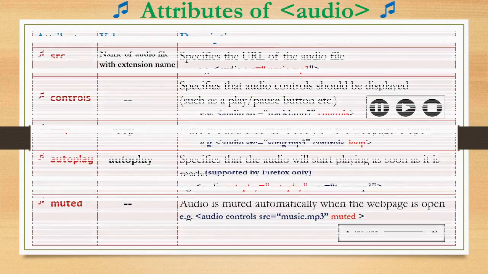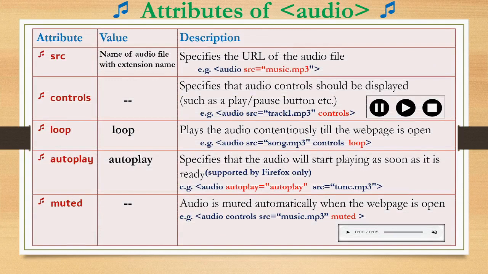Let's see some attributes of the audio tag. First is SRC, that is the basic attribute. To insert audio, you have to give the value as the name of the audio file. Here is an example: audio src equal to music.mp3. Then controls, that specifies the audio controls should be displayed, like play, pause, stop buttons.